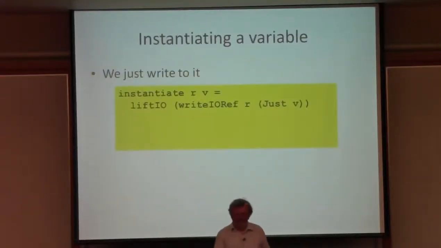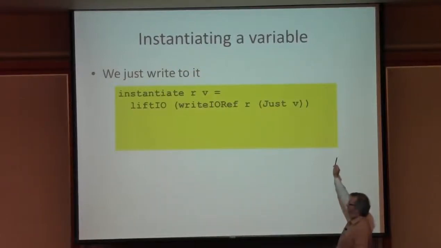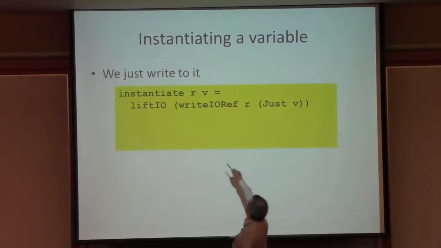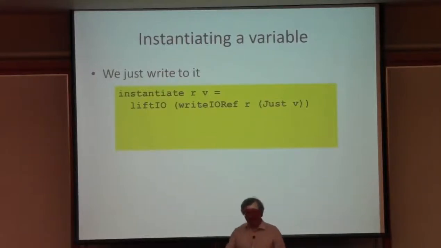Now, the one part I didn't show you was the code for instantiating a variable with a value. How should I do that? I have to write to it. So to give the variable, or the reference r, the value v, I can just write Just v to it and lift it into the correct monad. But wait a minute. Is that enough?